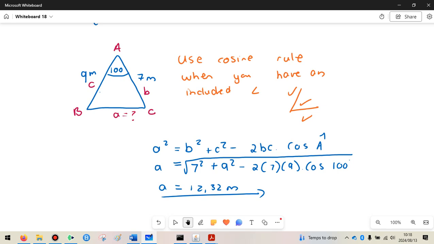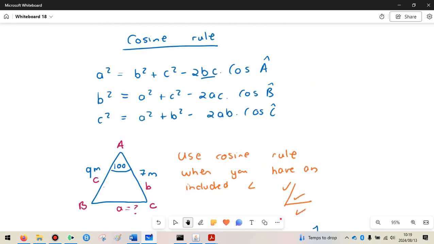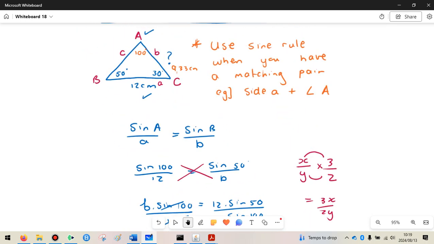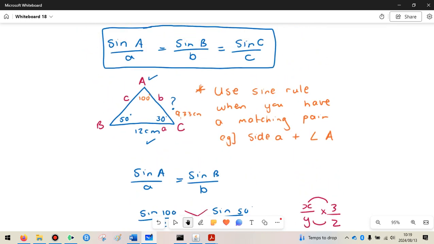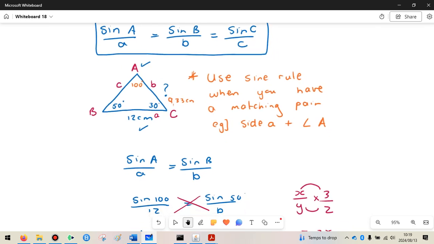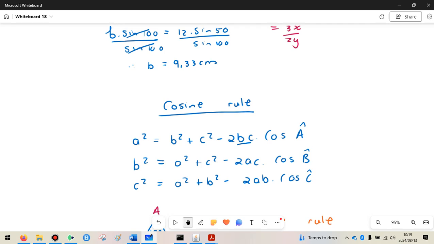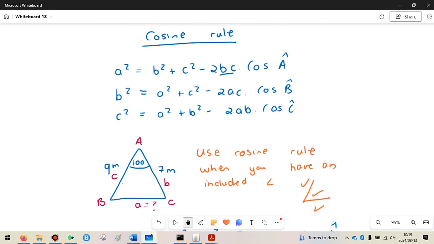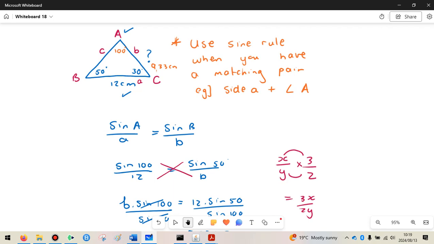So to recap, if you want to use sine rule, you need to have a matching pair. So you need to have side A and matching angle A, or B and B, whichever one. And if you want to use cosine rule, you need to have an included angle. In other words, a known angle between two known sides. Now that you know sine and cosine rule, you are welcome to use it in 90-degree triangles. Like I said, oftentimes when I've taught this, people will now use this instead of trig ratios.